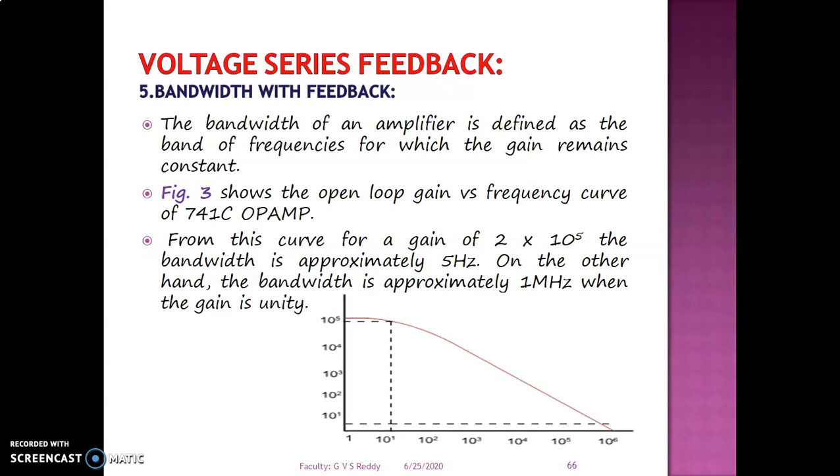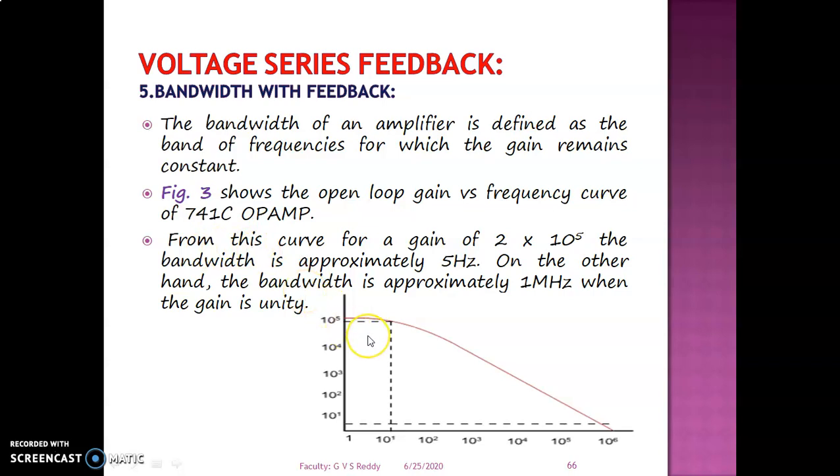The next characteristic of voltage series feedback amplifier: bandwidth with feedback. Now we are going to analyze bandwidth of the operational amplifier with and without feedback. The bandwidth of an operational amplifier, or any amplifier, is defined as the band of frequencies for which the gain remains constant. The figure shows the open loop gain versus frequency curve of 741 IC operational amplifier.